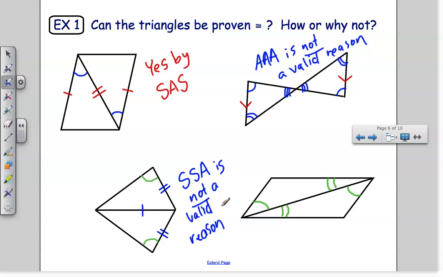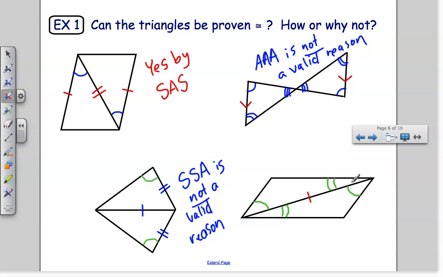Alright. What about the two triangles shown here? I have one pair of angles congruent. I have another pair of angles congruent. Is there something else I can get from the picture? Well, actually, don't they share this side? So this side is congruent to itself.